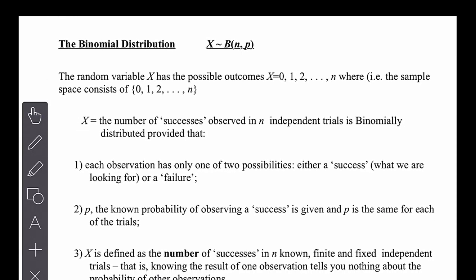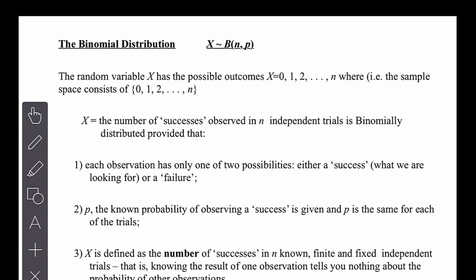All right, so recapping here what was discussed in Unit 4, we say that a random variable x is distributed binomial with parameters n and p, provided the following. The random variable x has the possible outcomes that you can list, starting at 0 all the way to n, where n, the small n, represents like the sample size. This is saying that the sample space then will consist of all the possibilities 0 through n. Defining x as the number of successes, it's a count variable, observed in n independent trials.